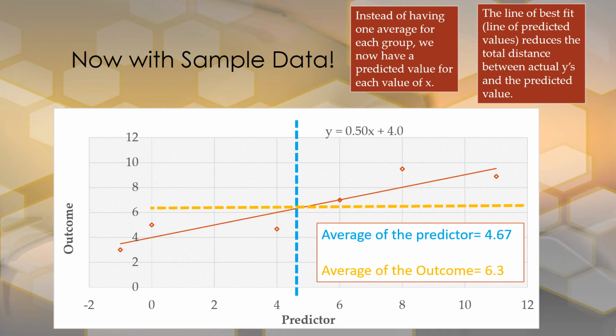Okay, and then here you should also note that if we put a line at the average of the predictor and the average of the outcome, so we can see that the average of the predictor is 4.67 and the average of the outcome is 6.3. And so you put a line at both of those, and where that intersects, it will always be on the line of best fit. And that's just good to know for later on when we're calculating the intercept. You need to know that. Just keep that in mind.